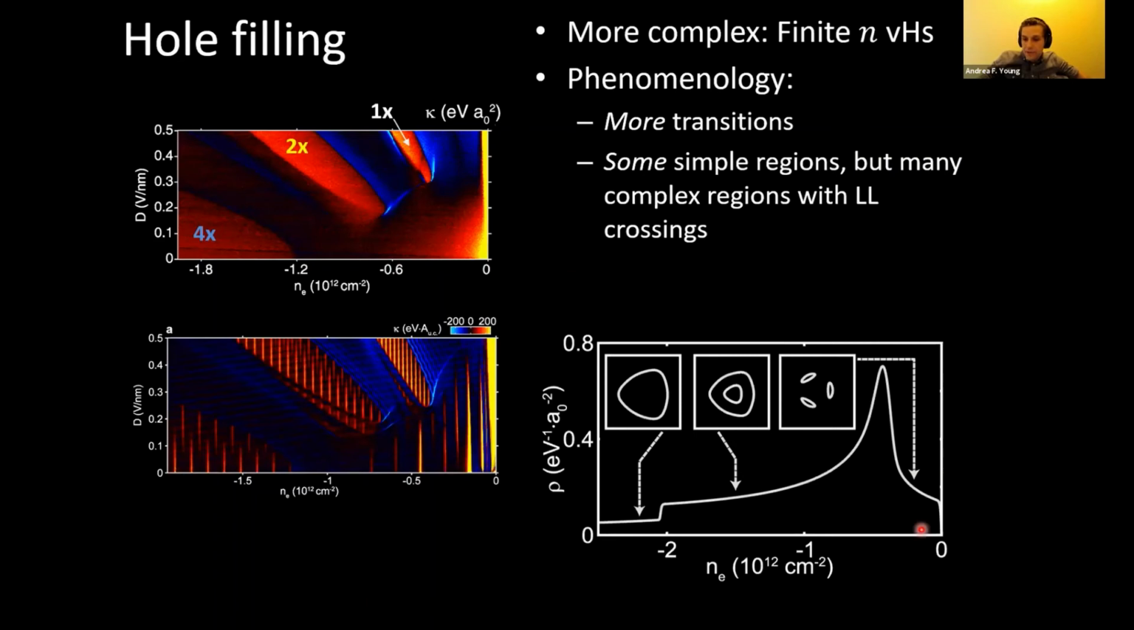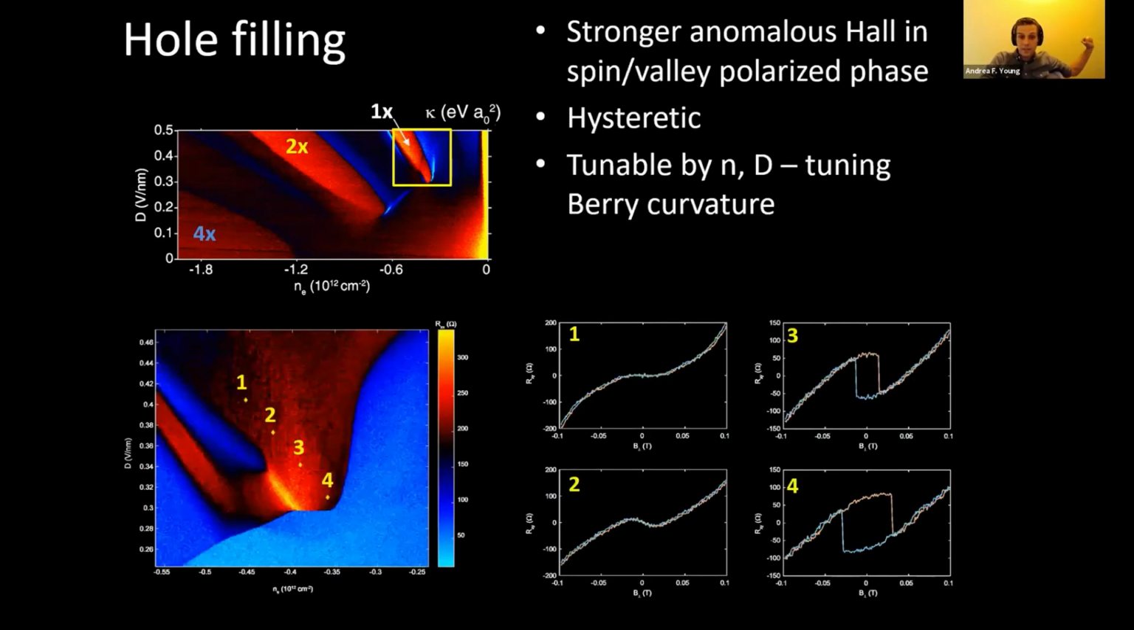But the band structure here is more complicated. Even at large displacement fields, with the Van Hove singularities at finite density, you have lots of different Fermi surface topologies, even just in the non-interacting picture. And so there are at least a few interesting things to say. One is that for the hole side, it's much harder to see than for the electron side. You can get hysteretic anomalous Hall. So you could really see this is a ferromagnet, and that it's breaking time reversal symmetry. That's very obvious because you can hysteretically stabilize it.